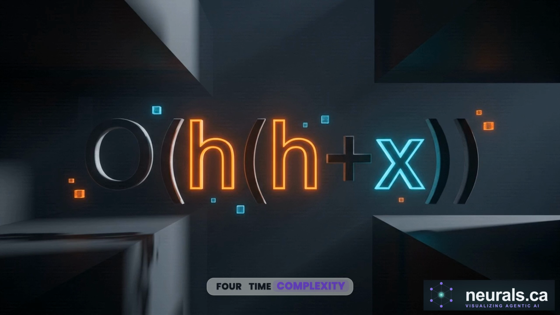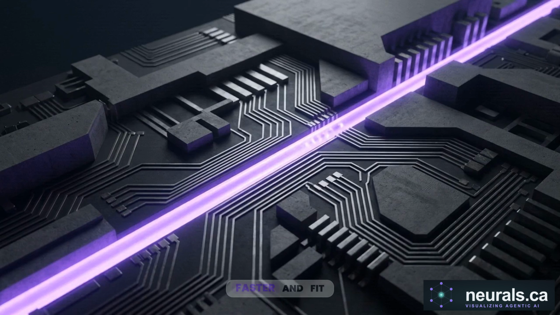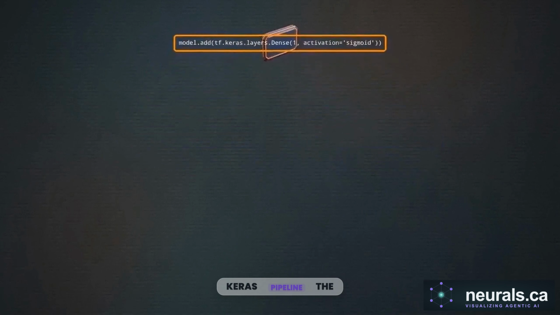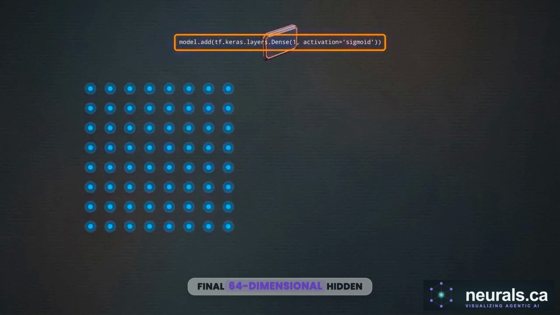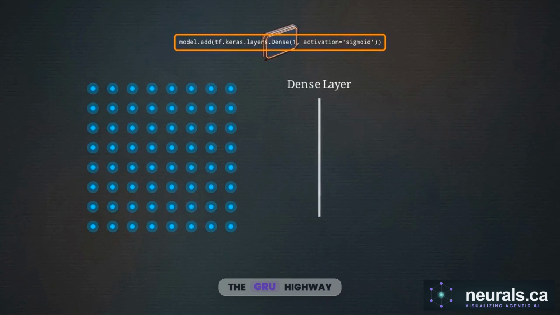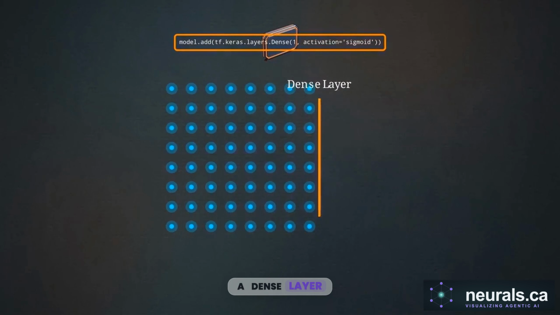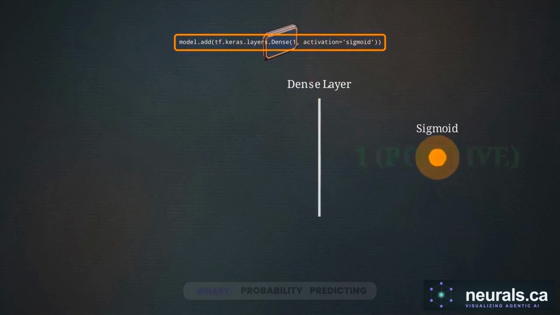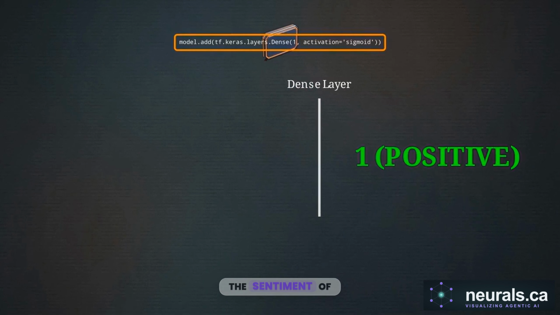Time complexity scales as big O of h times h plus x per step. By reducing the memory footprint, GRUs train faster and fit easily onto edge-constrained hardware environments. When the sequential loop finishes and the sequence terminates, we reach the final line of the Keras pipeline. The final 64-dimensional hidden state emerging from the end of the GRU highway is caught by a dense layer. A sigmoid activation function squashes that context vector down into a single binary probability, predicting the sentiment of the text.